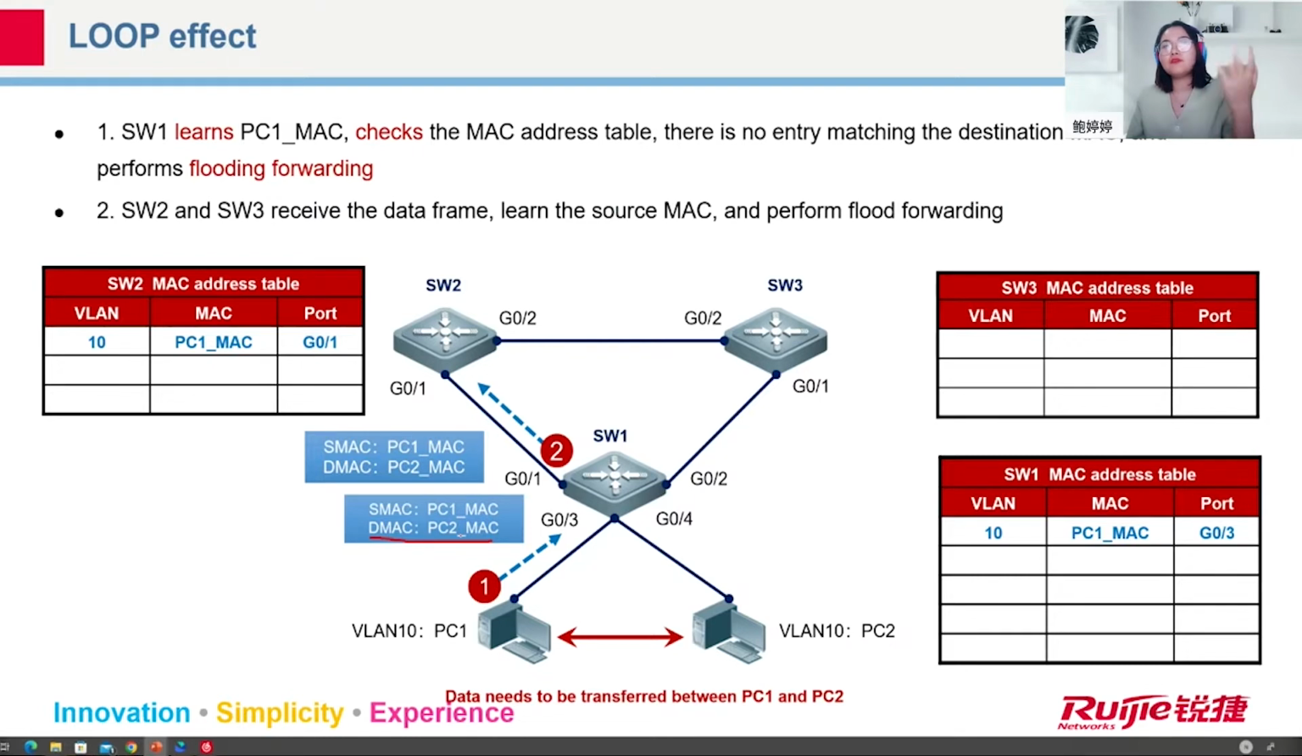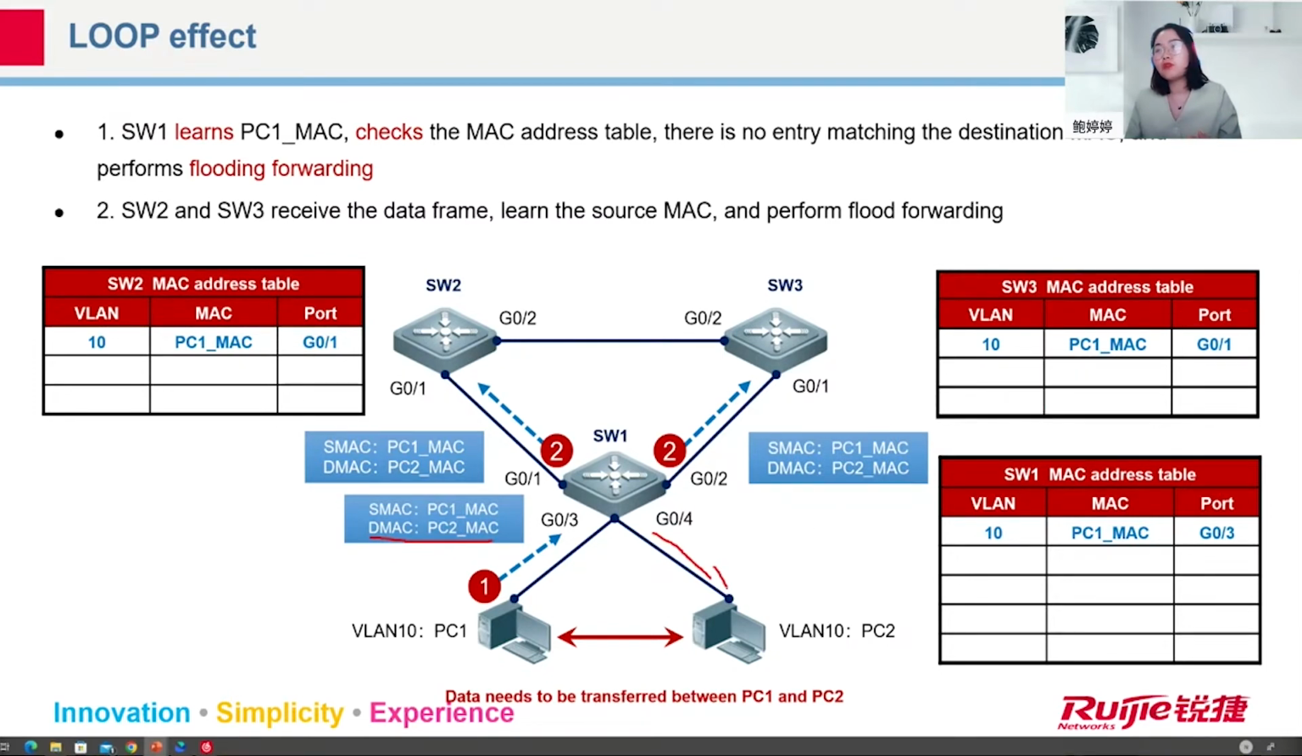Switch 2 receives the message. It also adds the VLAN information and the source MAC address information: the PC1 MAC address, VLAN 10, and the port interface gigabit 01. It also floods the message, and on the other side the message goes to switch 3, which also adds this information. Of course, besides these 2 interfaces, it also floods to PC2, except the receiving interface gigabit 3, because the message was received from there.